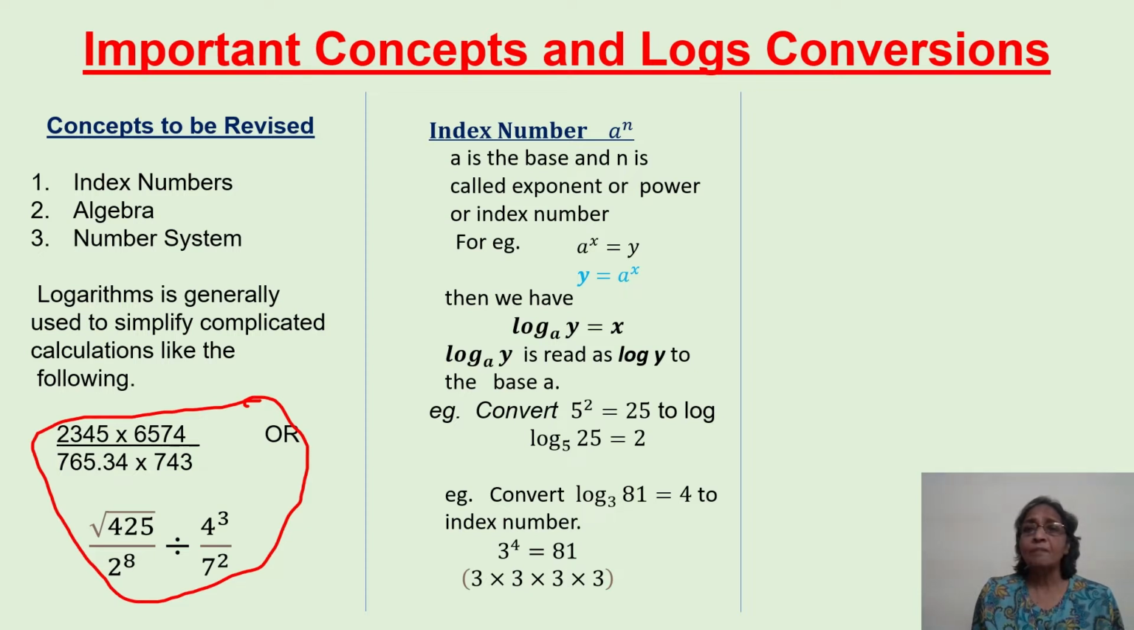So you have an index number a raised to n. You all know that a is called the base and n is called the exponent or the power or an index number. So you have an example which I have taken: a raised to x is equal to y. Conveniently, we can write it as y is equal to a raised to x. Now, I have done this. You need not do it. But how do we convert this index number to a log? So what I've taken here is something very, very simple.